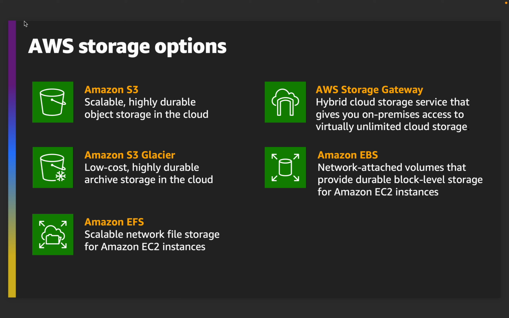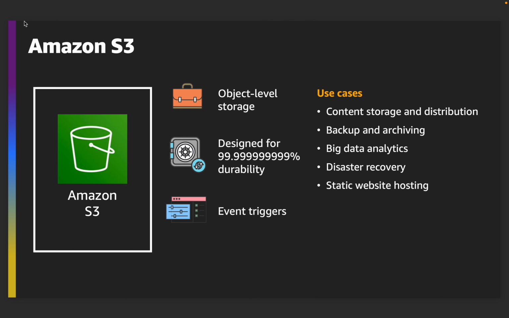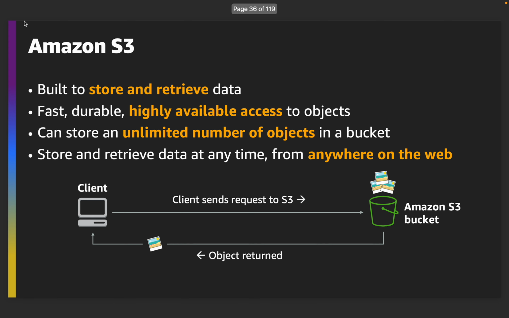Amazon Storage Gateway is a hybrid cloud storage service that gives you on-premises access to virtually unlimited cloud storage. So this is an on-premises gateway. Amazon EBS is a network-attached volume that provides durable block-level storage for Amazon EC2. S3 is object-level storage first, designed for 99.999999999% durability, with event-based triggers, like when any file comes in, it triggers. Use cases: content storage and distribution, backup and archiving, big data analytics, disaster recovery, static website hosting.